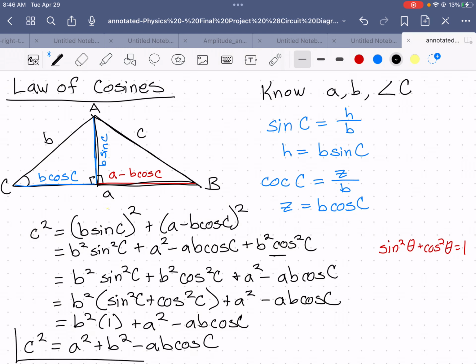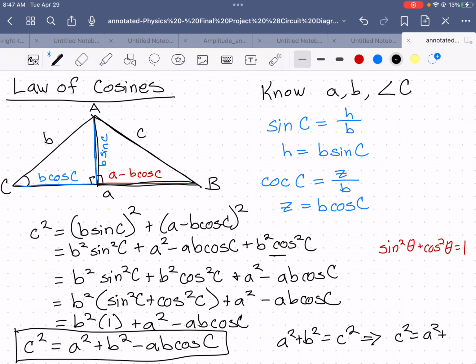And that is your cosine law. Now, remember the Pythagorean theorem? It says that a squared plus b squared equals c squared. Or you could rewrite that to say c squared is equal to a squared plus b squared.